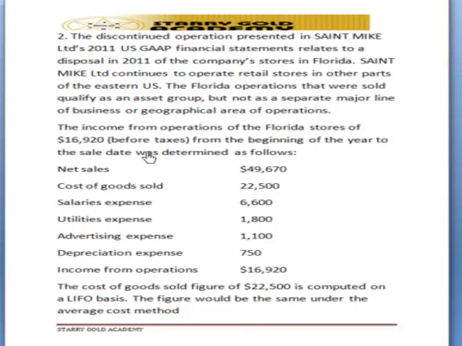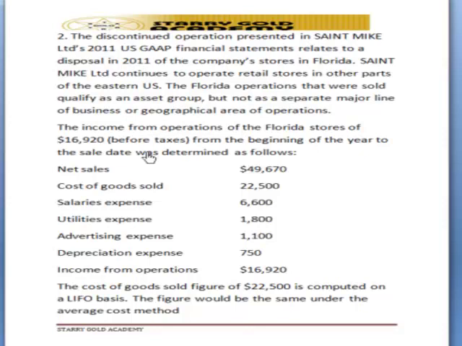2. This discontinued operation presented in St. Mike Limited 2011 US GAAP financial statement relates to a disposal in 2011 of the company's stores in Florida. So St. Mike Limited continues to operate retail stores in other parts of the world, of the eastern US. The Florida operation that was sold qualifies as an assets group, but not as a separate major line of business or geographical area of operation.